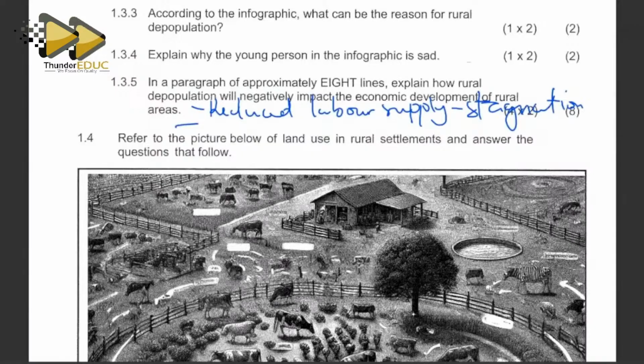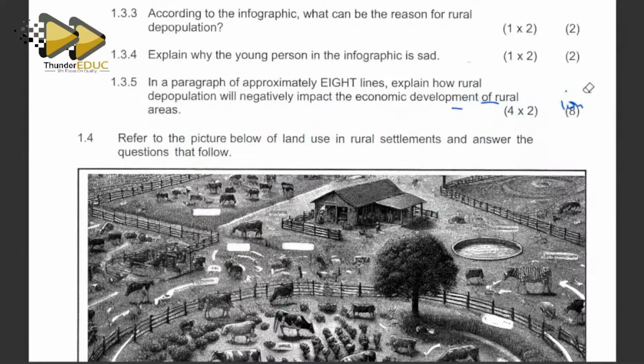Then we can also look at effects like reduced productivity. The rural economy will be faced with reduced productivity. For the same reason that they've lost the productive workforce, the people who are left behind are usually the young and the elderly, who are not physically strong enough to do the manual work required on the farms and on the fields. And in the end, they are less productive. The overall result on the rural economy is reduced productivity.